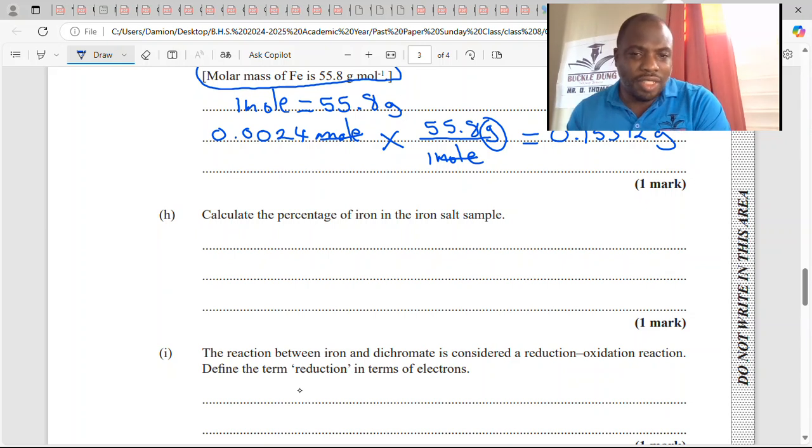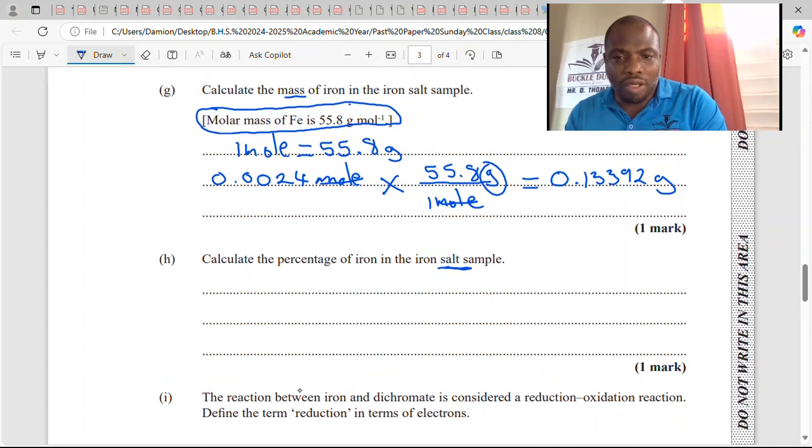Calculate the percentage of iron in the iron salt sample. Because remember, this mass that we have is just for the iron. Remember that there's probably more than likely something else because it's an iron salt. So as I said before, it would have been attached to whatever anion there was in the acid. So it could have been the chloride, could have been the sulfate, could have been the nitrate. So this iron is just contributing a portion to the mass.